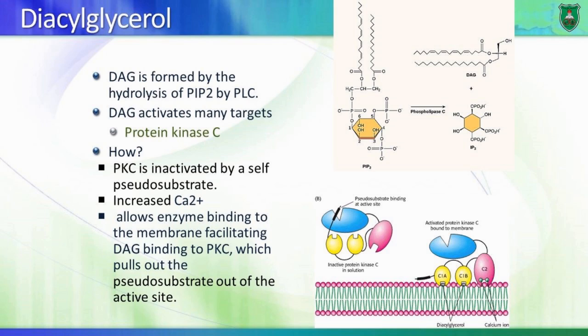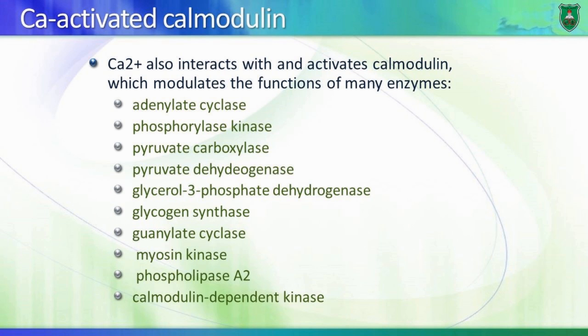Protein kinase C, if it is inactive, has in the N-terminus of that molecule a sequence known as a pseudo-substrate. So it looks like a substrate, but it's not a substrate. It's a pseudo-substrate. It's a fake substrate. What this does is that it covers the active site of the enzyme, so it's not active. But when it associates with the plasma membrane via diacylglycerol and with the help of calcium ions, the diacylglycerol pulls out the pseudo-substrate from the active site. Now, the active site is free, and protein kinase C can phosphorylate many targets.